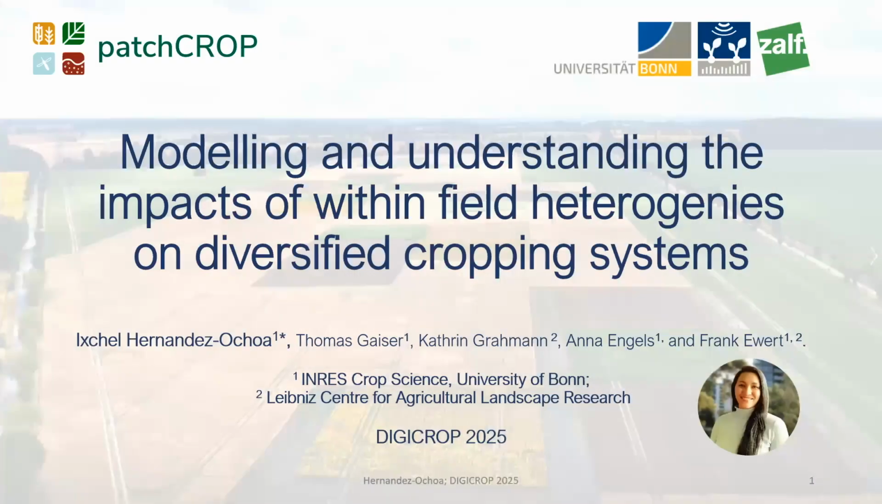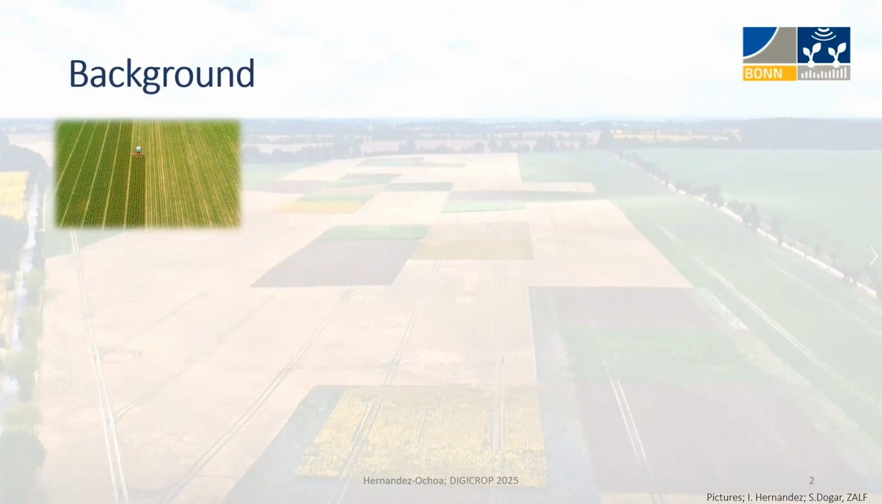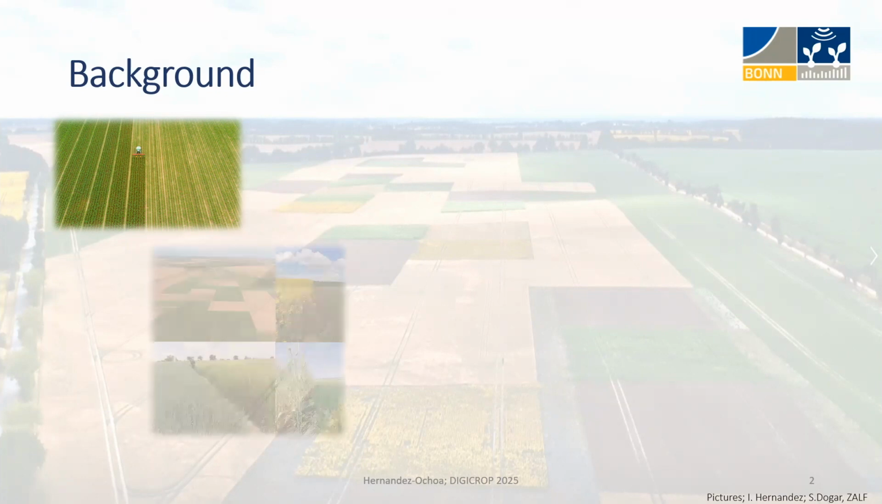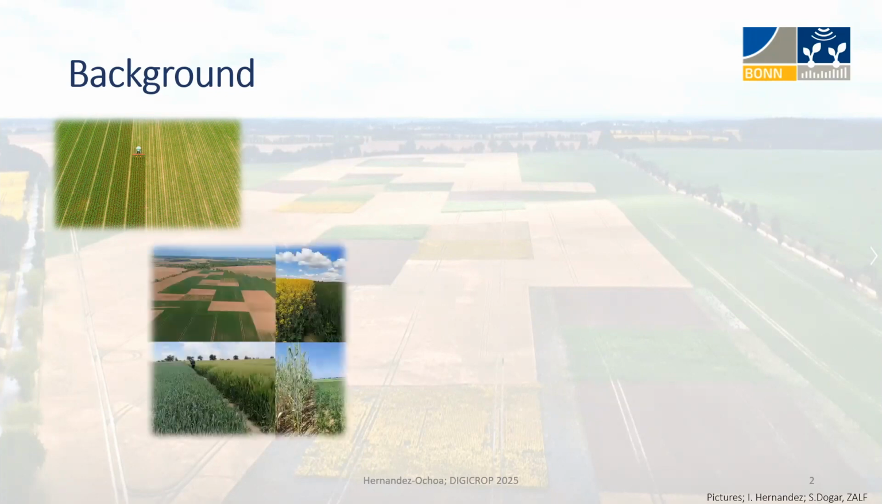Today, I'm going to talk to you about modeling and understanding the impacts of within-field heterogeneities on diversified cropping systems. About 50% of the global land use is allocated for agriculture. The challenges related to the trade-offs of farming and environmental impact have led to goals to shift towards more sustainable agricultural practices. Spatial and temporal crop diversification have been proposed as one measure for sustainable intensification.